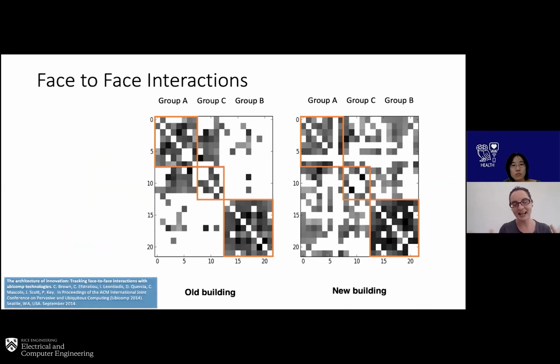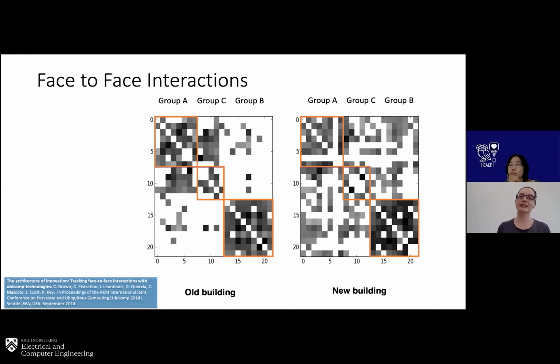This graph, again, I like graphs. So this is a representation of a group of researchers moving from an old building, first matrix, into a new building, second matrix. And the researchers are indicated on the X and Y axis, so the same index means the same researcher. And the darker squares mean that the researchers have met more often. So they have quite a considerable amount of interaction.